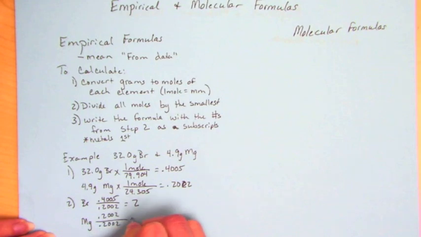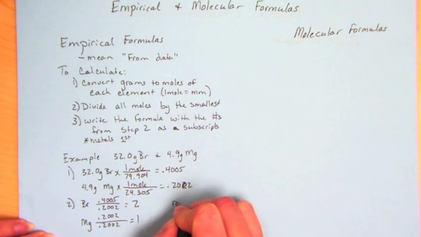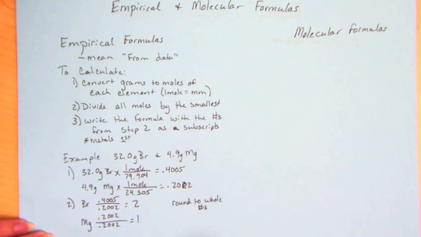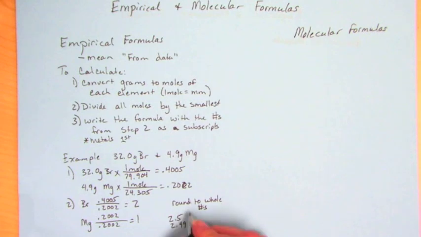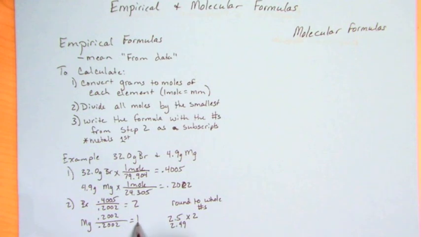If this came out to be like 1.8, we round up because we want these to be whole numbers. If it is like 2.5 or 2.49, somewhere around that range, or any .5, it could be 1.5 or 0.5 or 5.5, you're going to multiply by 2. But if you do this one by 2, you have to do this one by 2. Whatever you do to one, you have to do to both. In this case, they work out pretty evenly to be 2 and 1.